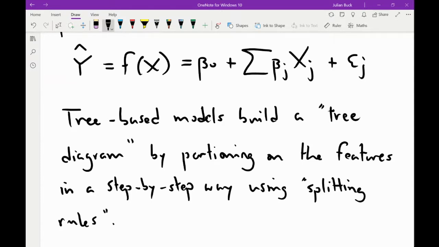So what do you mean by a splitting rule? What do we mean by a tree diagram? What do we mean by partitioning, and so on? Partitioning on the features. Maybe we'll put that in quotes as well. So these are all things we're going to explain. Okay.